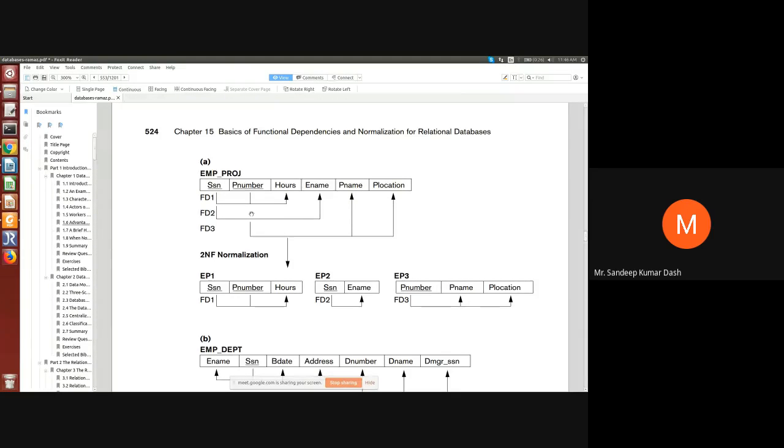Again I am stressing, normalization is very important. If you search any year's GATE questions from database, you will find a minimum of 7 to 8 questions. There will never be a year where you find fewer than 8 to 9 database questions, and out of those, 2 or 3 must be from normalization. That is how important this concept is, and that's why I'm stressing it.